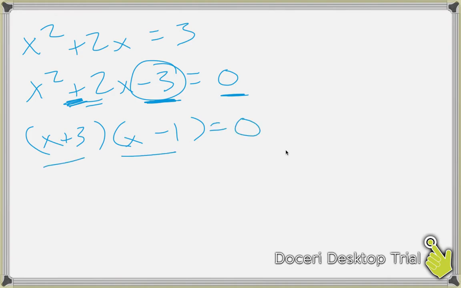It's still equal to 0 though. And remember, when we do this, we're using the zero product property. If this whole thing is going to equal 0, either the first part needs to equal 0 or the second part needs to equal 0. So x is equal to -3 or x is equal to 1. Those are our 2 solutions, just like we saw in the book. So that is how we would factor that.